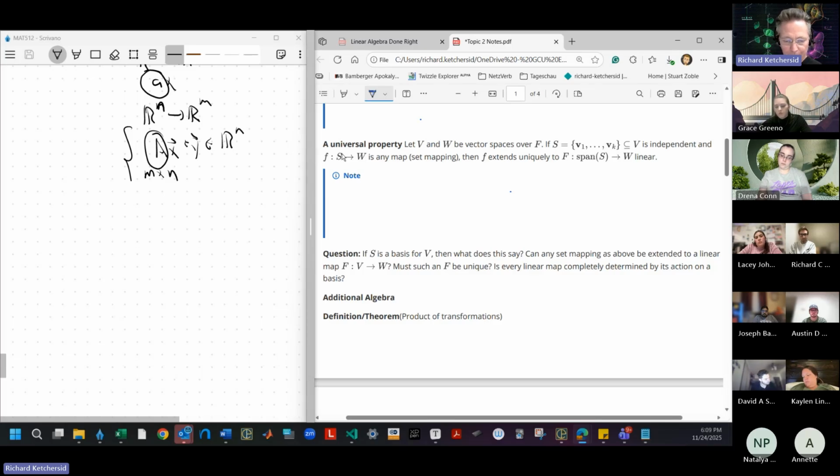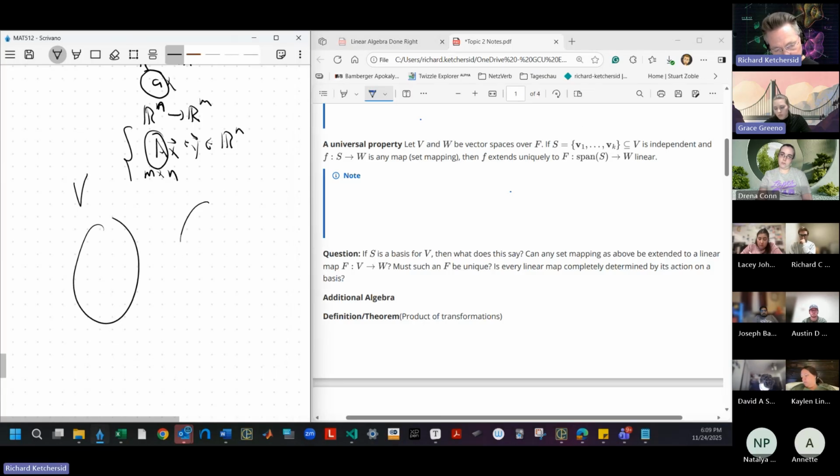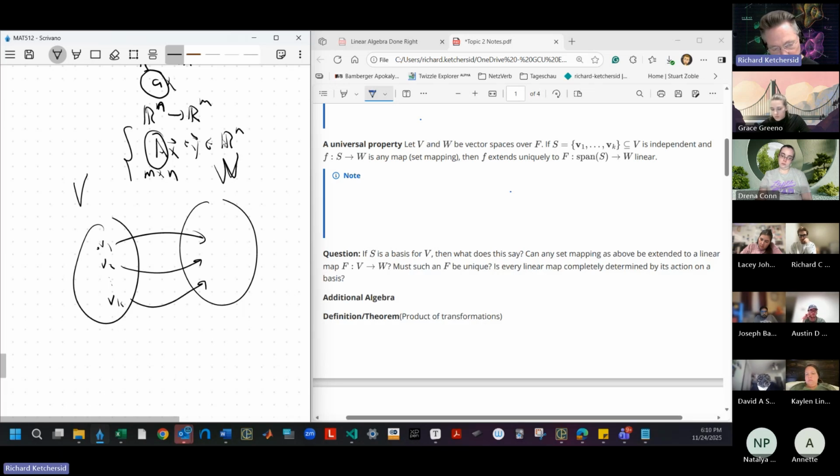So I have V and W as vector spaces. S is some subset of V, and it's independent. Here's one case where I've got a set map instead of a linear map: a function f going from S to W. I've got a vector space here and a vector space here, and some vectors in here, v1, v2, through vk, and I map them any way I want to over to W. Doesn't matter how. f may map two things to the very same thing; vj might also go to exactly the same thing. So I'm just taking any set map at all. These are independent.